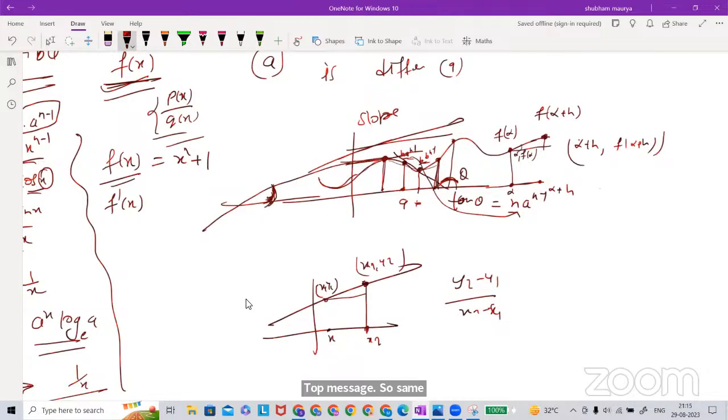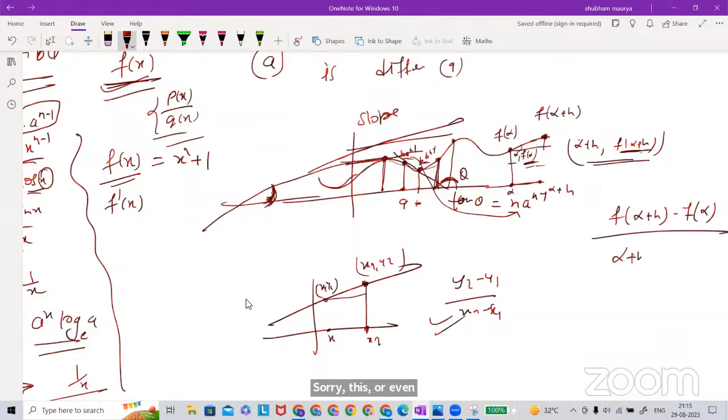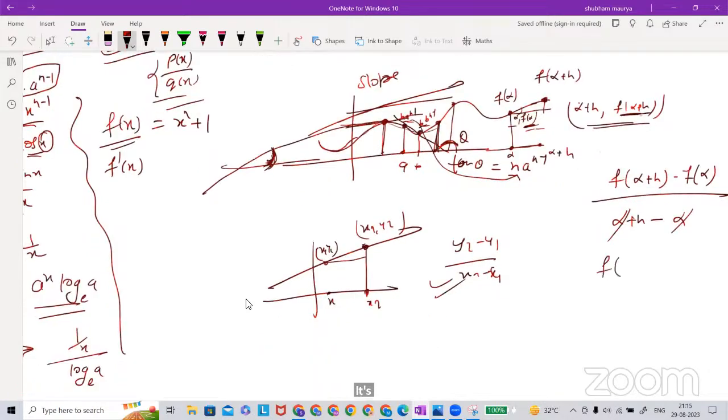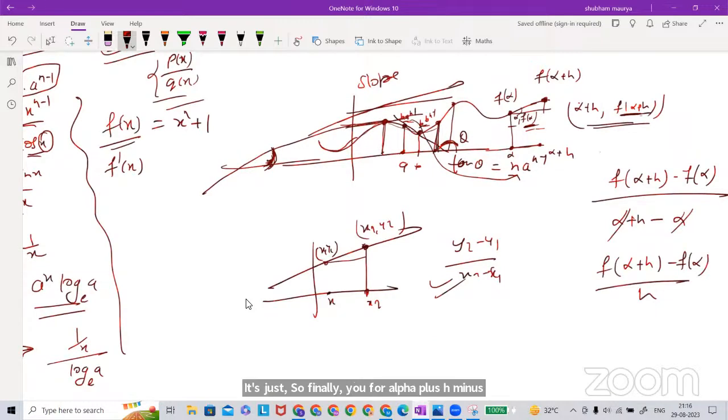So the same formula we can take here. This is y2 minus y1 upon x2 minus x1, that is f of alpha plus h minus f of alpha, upon alpha plus h minus alpha. Alpha will be cancelled out. So finally, f of alpha plus h minus f of alpha upon h. Now we have this.